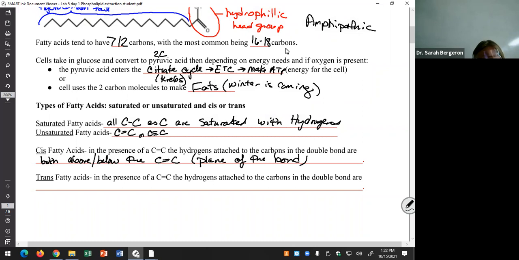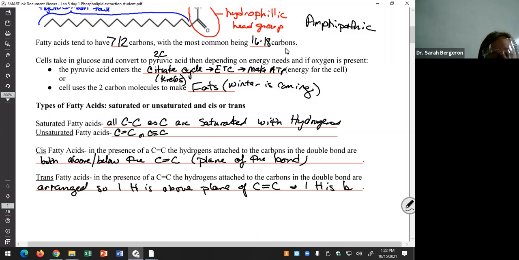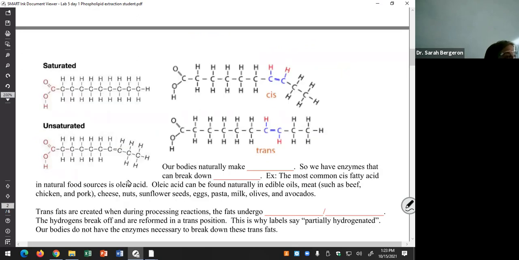Trans fatty acids, right? We know trans means one up, one down, right? So the hydrogens attached to the carbons in the double bond are arranged so one hydrogen is above the plane of the carbon-carbon double bond, and one hydrogen is below. So you've looked at cis and trans of different molecules before, right?